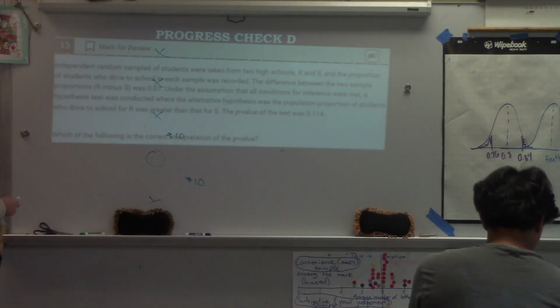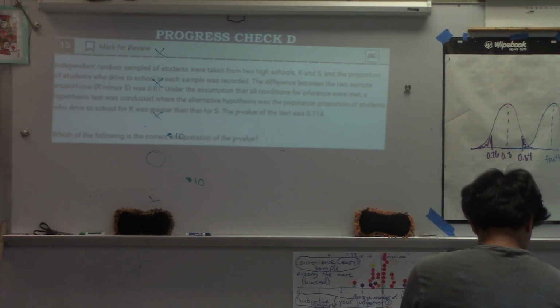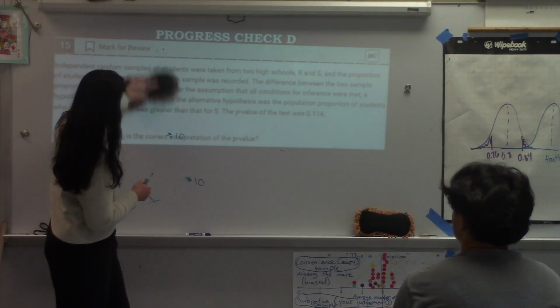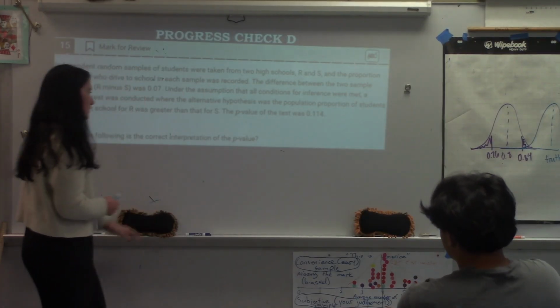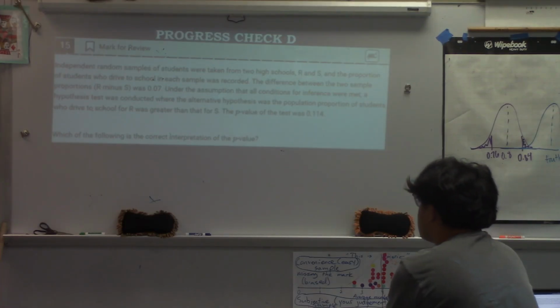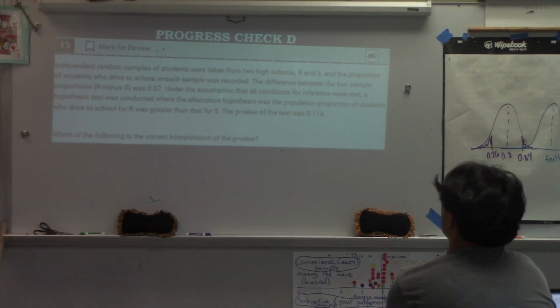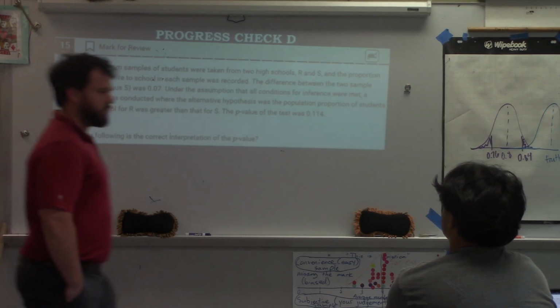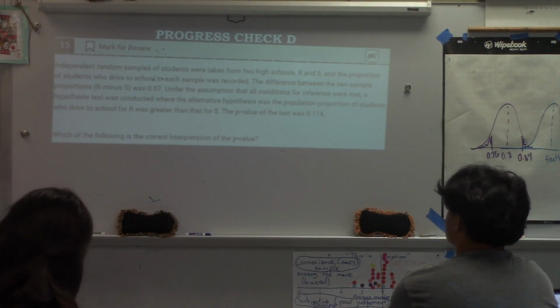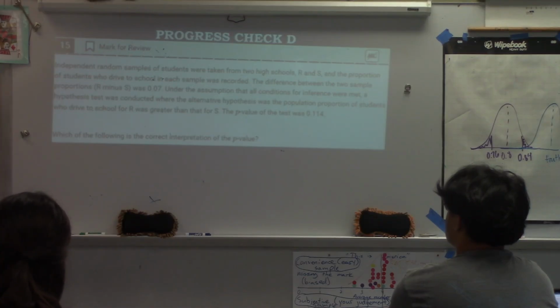Alright, independent random samples of students were taken from 2 high schools, R and S, and the proportion of students who drive to school in each sample was recorded. The difference between the 2 sample proportions, R minus S, was 0.07. Under the assumption that all conditions for inference were met, a hypothesis test was conducted where the alternative hypothesis was the population proportion of students who drive to school for R was greater than that for S. The p-value of the test was 0.114. Which of the following was the correct interpretation of the p-value?